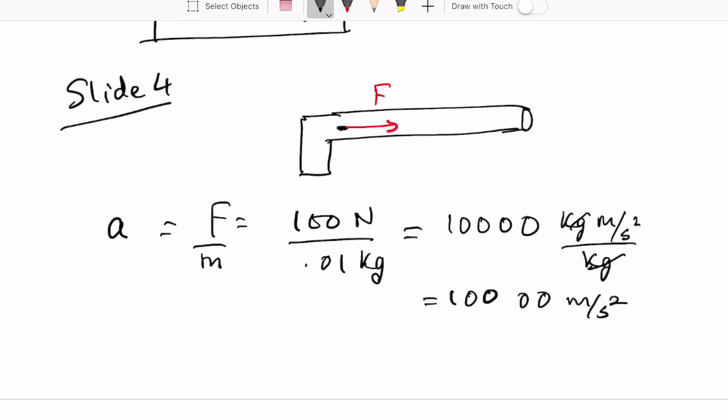So that's the first part, right? There was nothing new here. It's just application of Newton's second law.